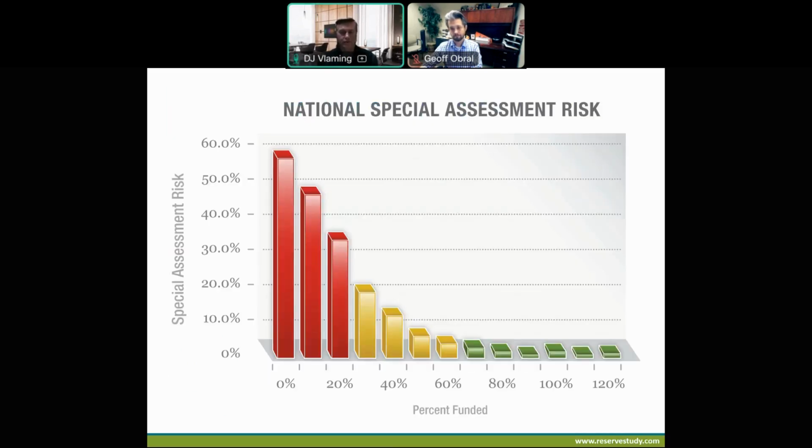Here's where you can see why we have those percent funded ranges. This graph illustrates the relationship between percent funded and special assessment risk. You'll notice that as percent funded goes down, special assessment risk goes up, and quite a bit. In that 0 to 30% weak range, special assessment risk averages 37%. That means anytime an association is in this range, they have a better than 1 in 3 chance of needing a special assessment that year due to the lack of reserve funding. At the other end of the spectrum, special assessments are rare among associations with strong reserves at 70% funded and above.